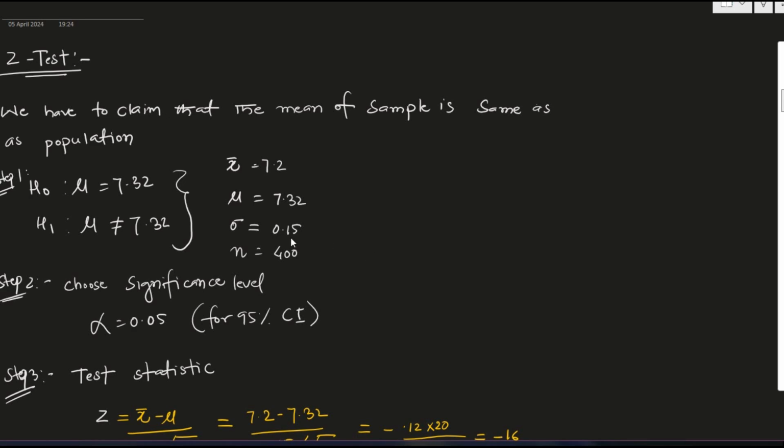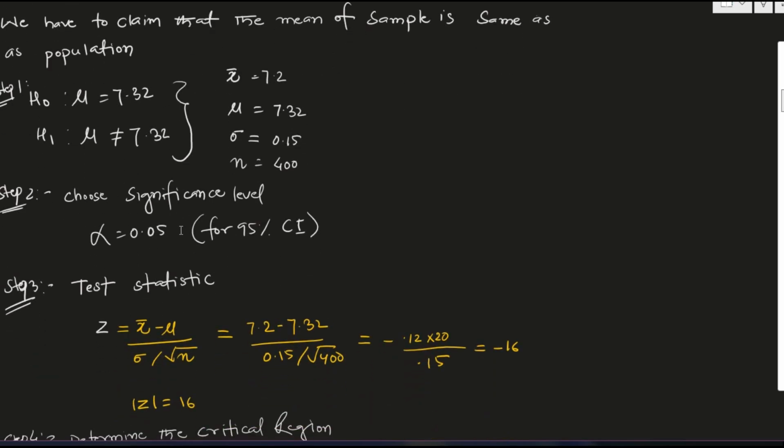So basically the first step towards hypothesis testing is the formulation of the hypothesis. In step one, we have to claim that the mean of the sample is the same as that of the population. So in the null hypothesis we are considering that there is no difference between the mean of the sample and the population, so it is 7.32. But in the alternative hypothesis, we are considering that the means of the population and sample are not the same.